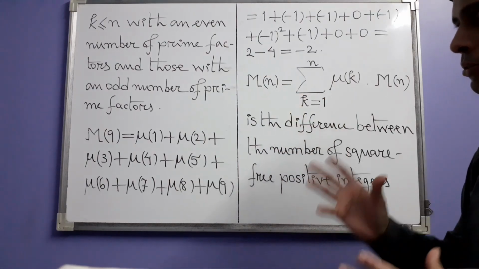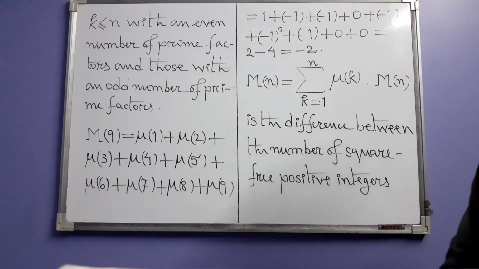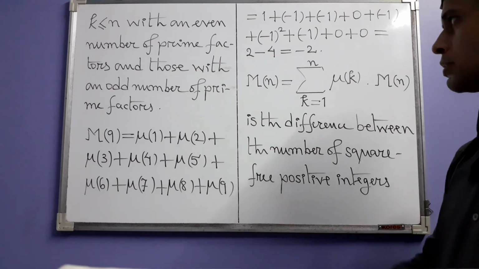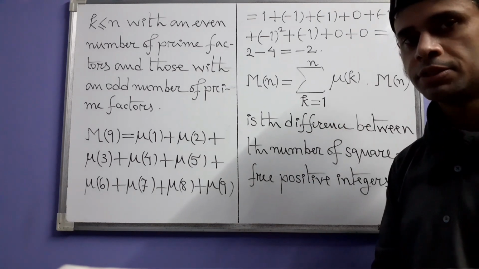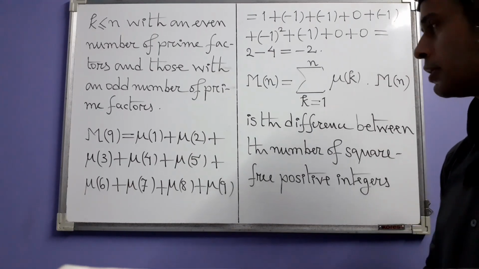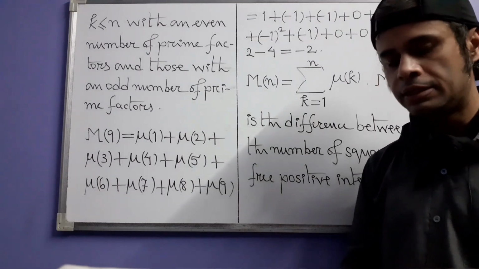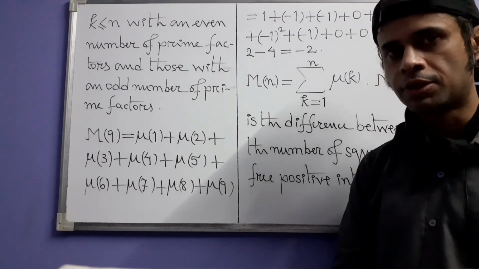Now, what about all these things? Why are we suddenly considering M of n? Well, we are considering M of n here because it involves the mu function, which we discussed in this chapter, I mean in this section, and mu was needed because we need it in the Mobius inversion formula.